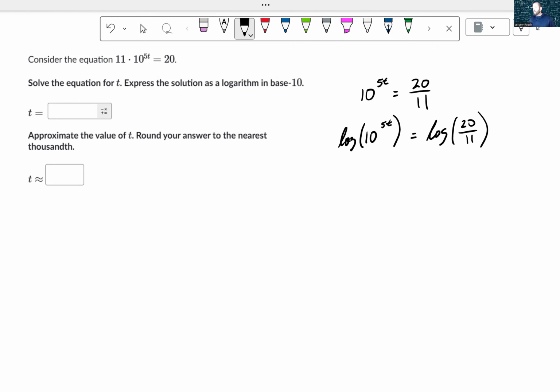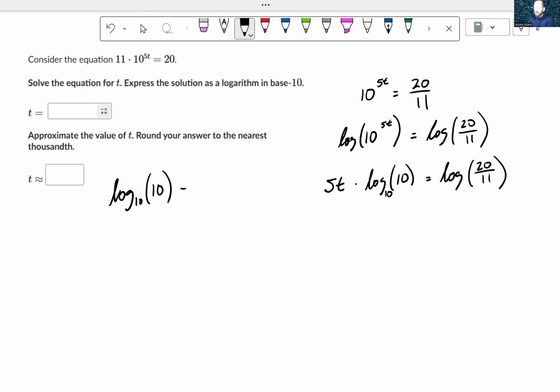Okay, then we're going to use the power rule, and this is going to be 5t. We're bringing the exponent down to the front times log 10 is equal to, and the right side just stays the same, log 20 over 11. Okay, now this is log base 10 of 10. And if we go back to our log rules from the beginning of our lesson, if we set that equal to x, and we use, I call it the snail rule. It's not really an official way to say what this is, but that's how I remember it.